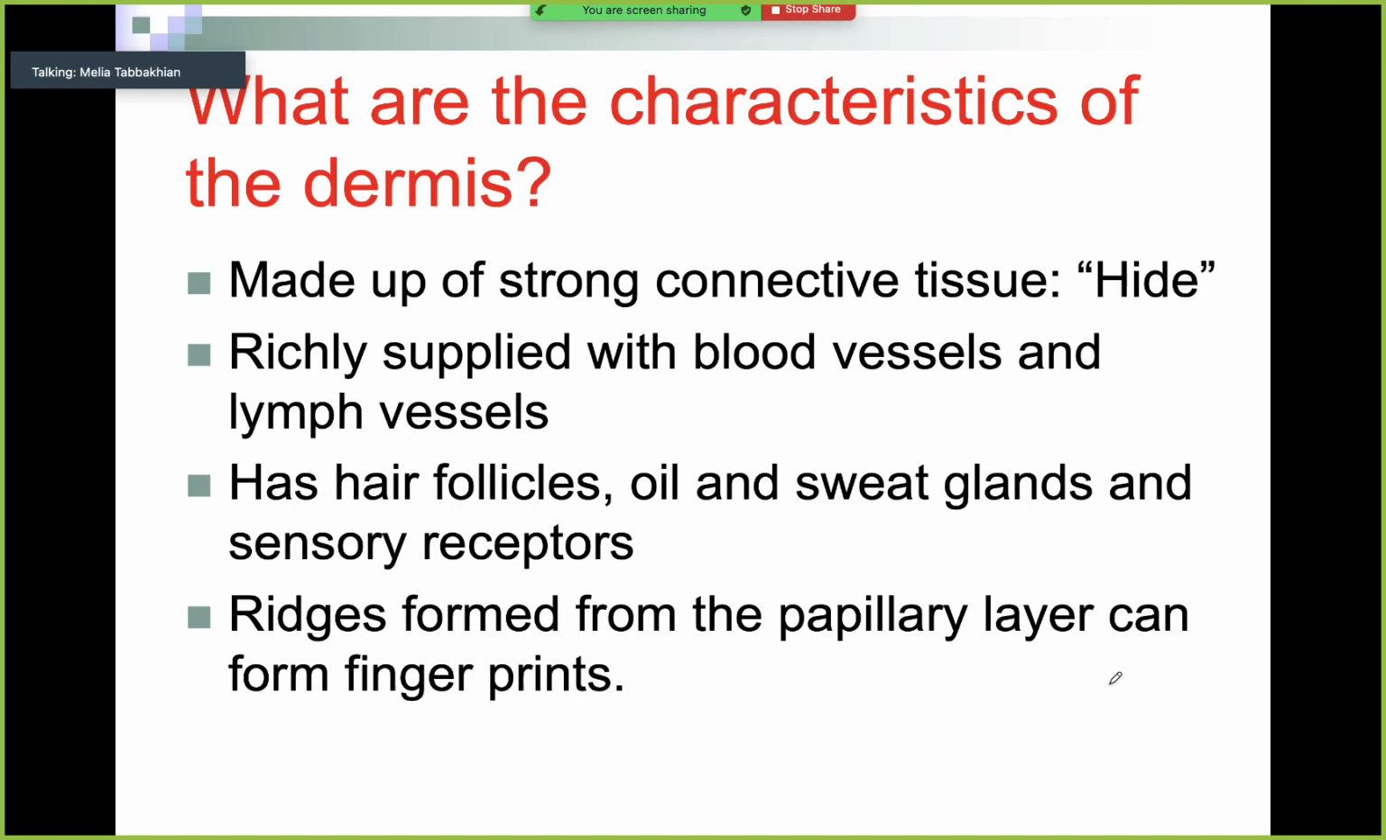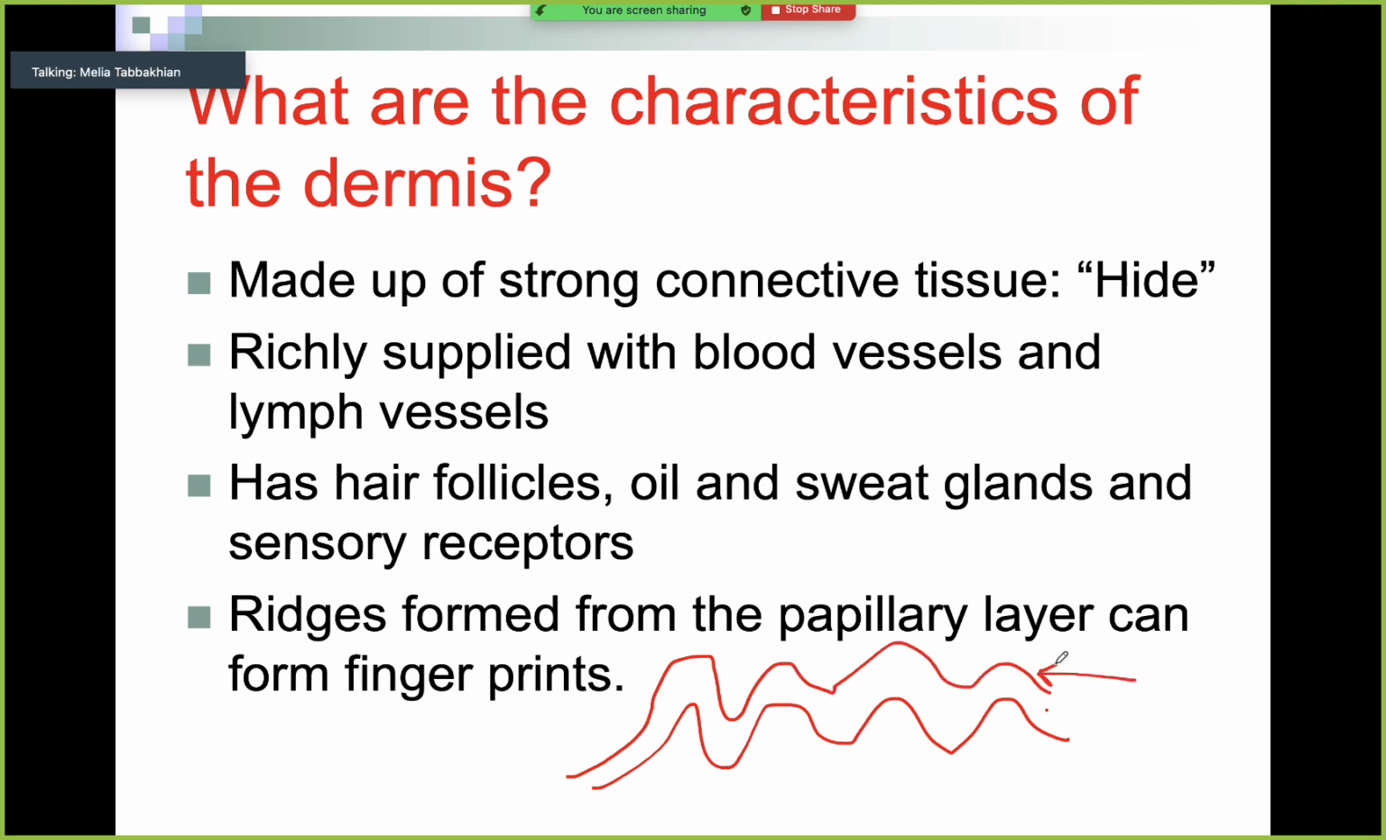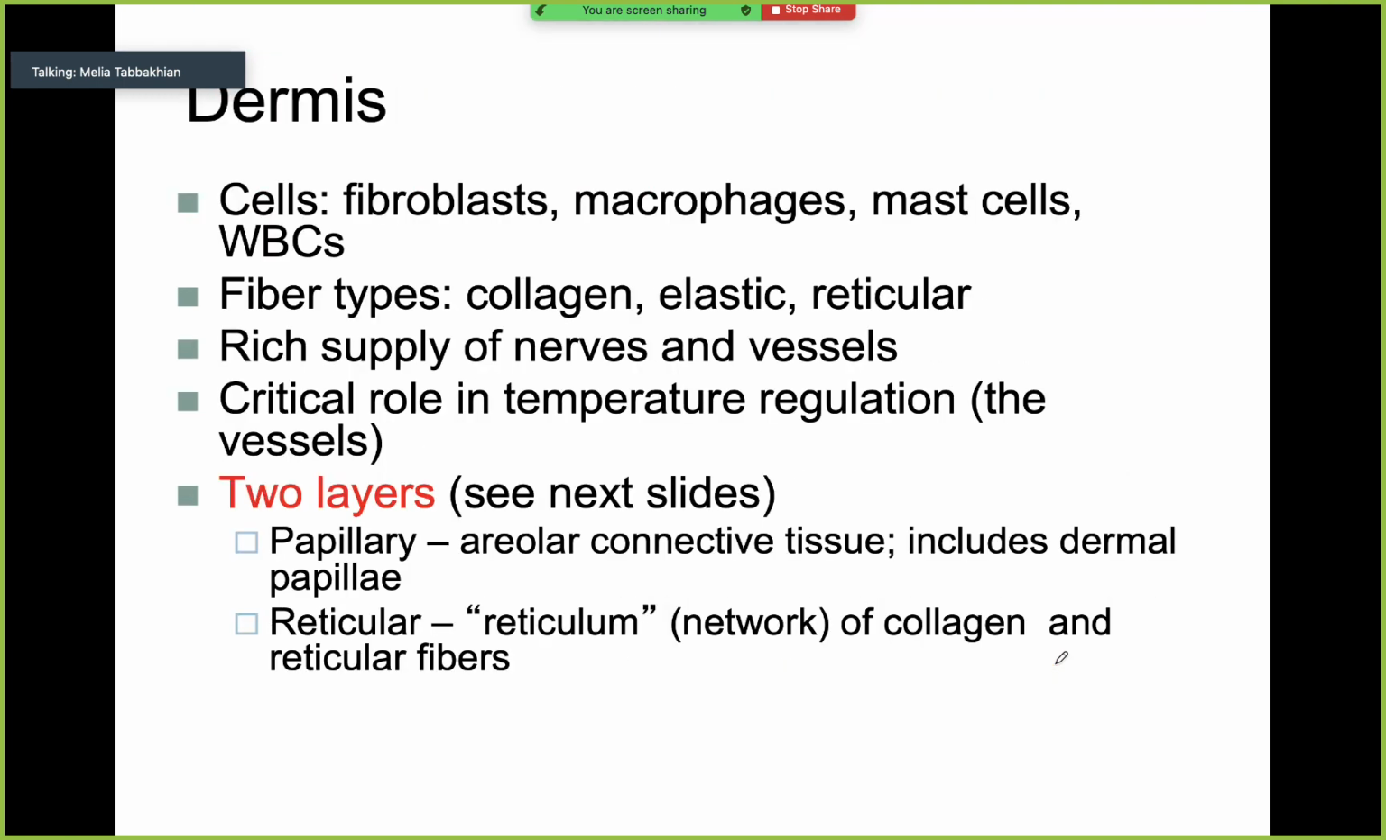So, in addition to what I just said, the dermis is where you're going to find all of your accessories, like hair follicles, oil glands, sweat glands, the receptors for senses. And it's also where you're going to see that your skin makes ridges like this. And those ridges in the dermis will also push up the epidermis. And these ridges are what create your fingerprints. So let's talk a little bit more about all of these characteristics.